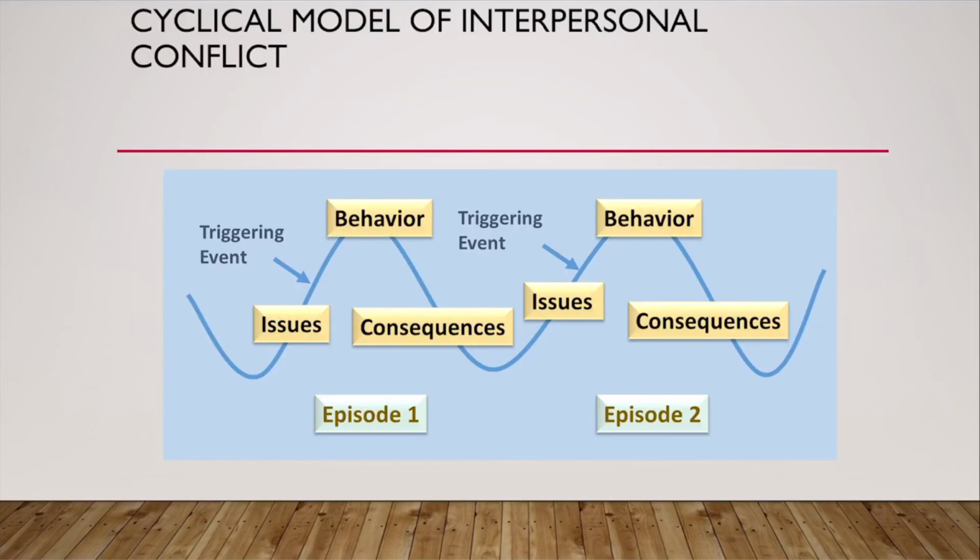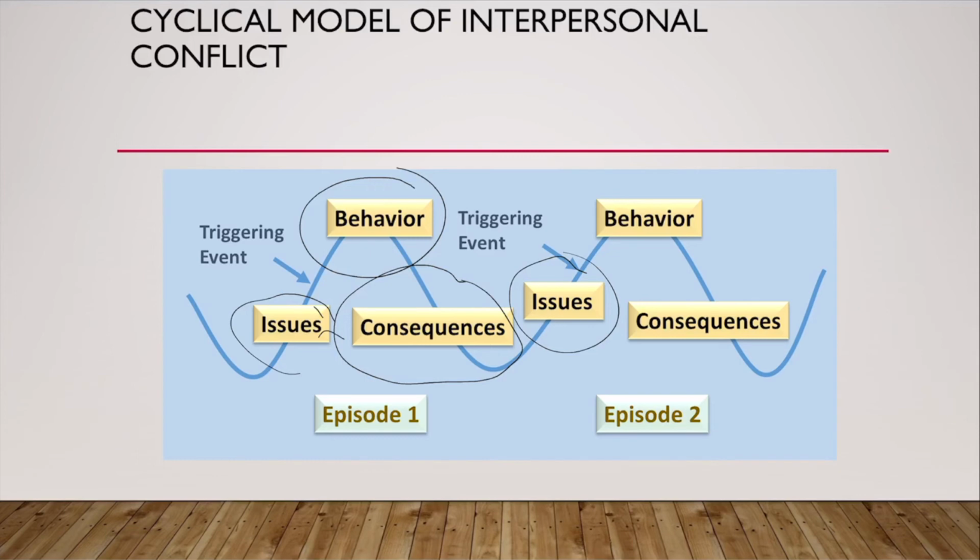Now, here you have the cyclical model of interpersonal conflict. You have the event, which is brought on by the issue here. Then you have the behavior that elicits the consequences. It brings consequences about. And then you have issues and behavior and consequences and this, that, and the other.